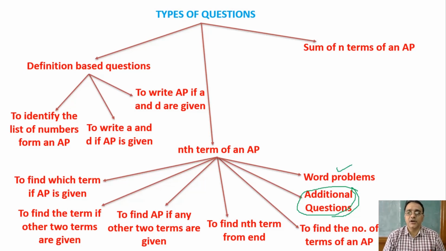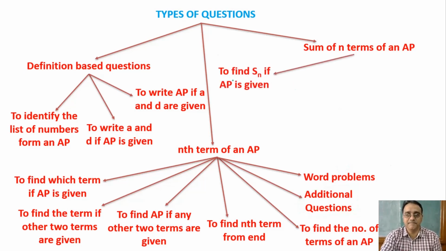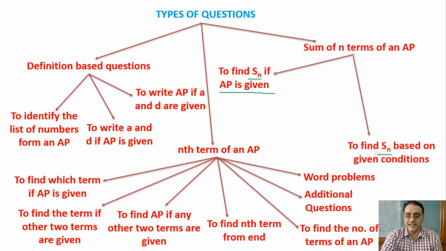Okay, so now let us move towards the next topic, that is sum of n terms. First type, to find Sn if AP is given. To find Sn based on some condition. Condition means मान लो फर्स्ट टर्म और कॉमन डिफरेंस दिया हुआ है एंड सेकेंड टर्म इज गिवन, फर्स्ट सेकेंड टर्म एंड कॉमन डिफरेंस इज गिवन, और एनी अदर टू टर्म्स आर गिवन एंड n is given. So some conditions will be there, based on that you have to find Sn.